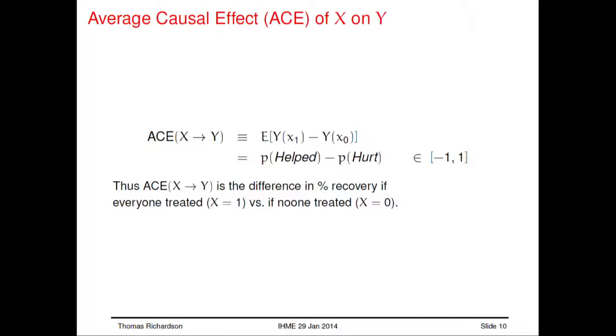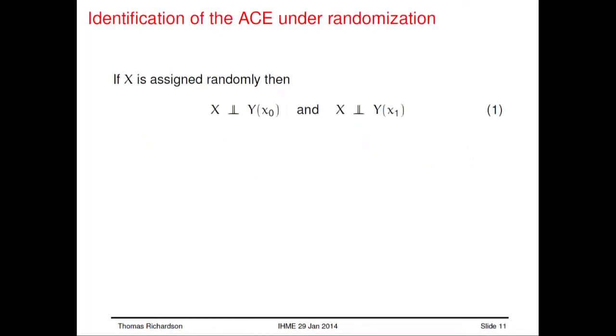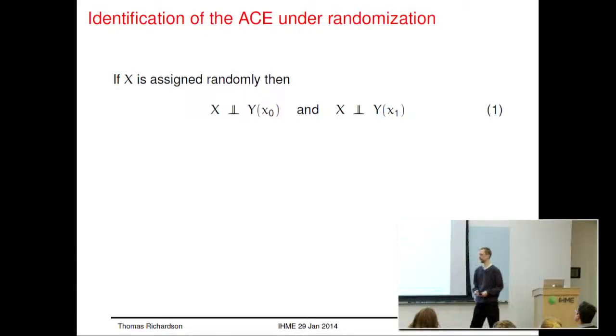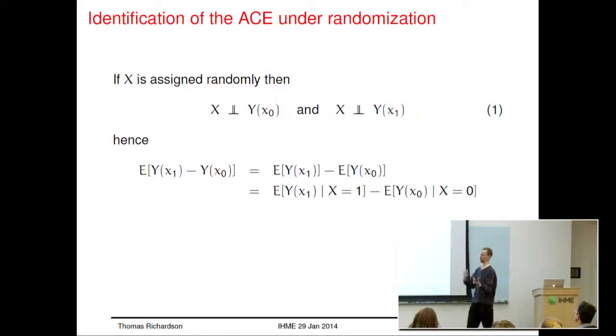From a policy perspective, this is a quantity of interest because it tells us about the effect of treating everybody versus treating nobody. It should also be mentioned that if this is 0, it doesn't necessarily mean that the drug or the treatment is not doing anything. It could be that some people are helped and some people are hurt, but they exactly balance out.